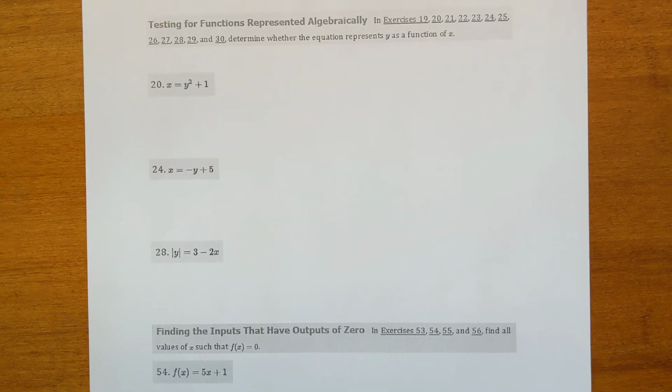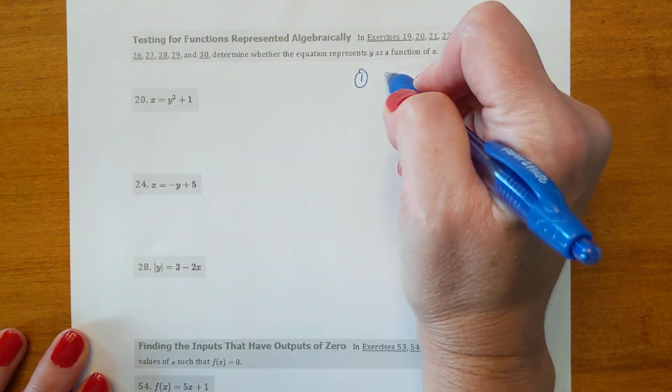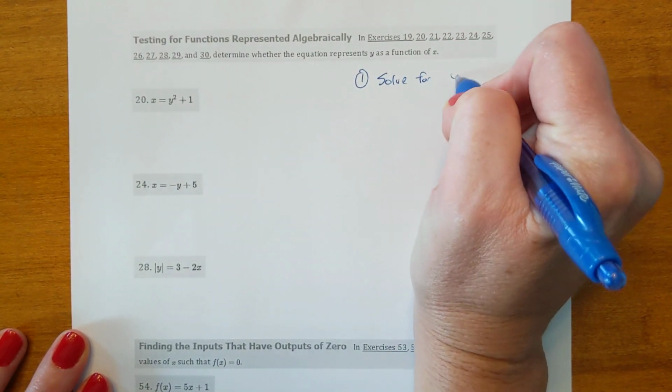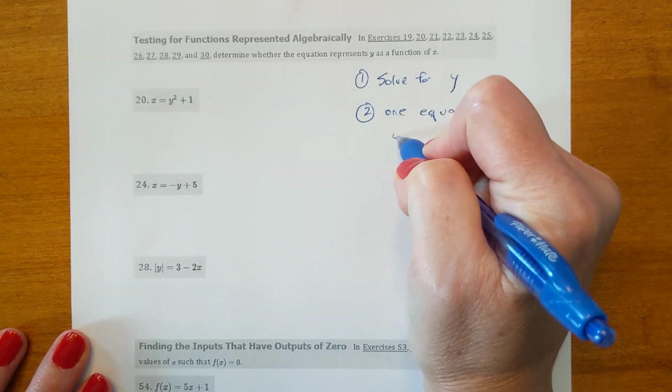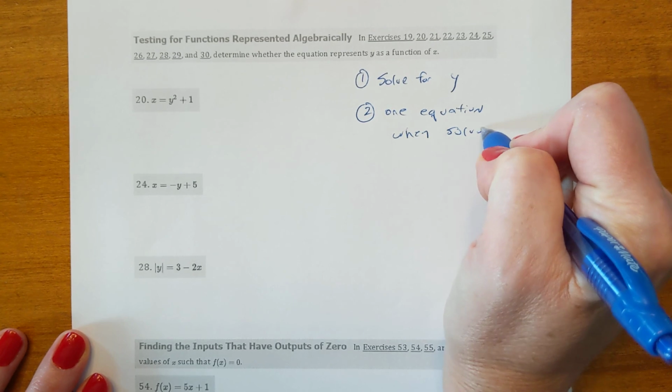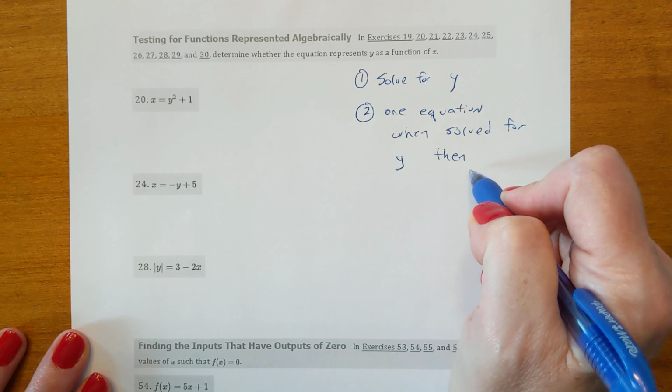Okay, and then on the next page, it wants you to test for functions represented algebraically. Determine whether the equation represents y as a function of x. The key on this, I looked it up, I looked in the book, I looked online. There's not a particular way you do it. Overall, what you're doing is you're solving it for y. So we'll say the method here is you solve for y. If you only have one equation when solved for y, then it's a function.